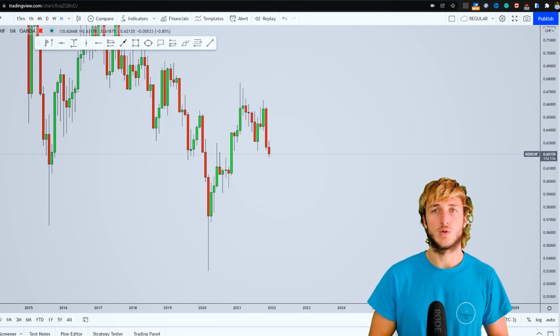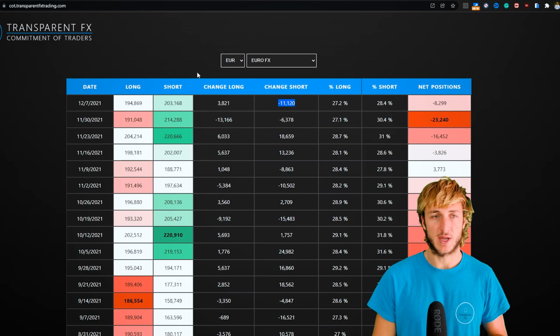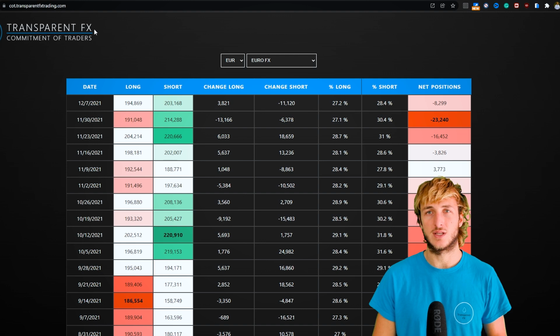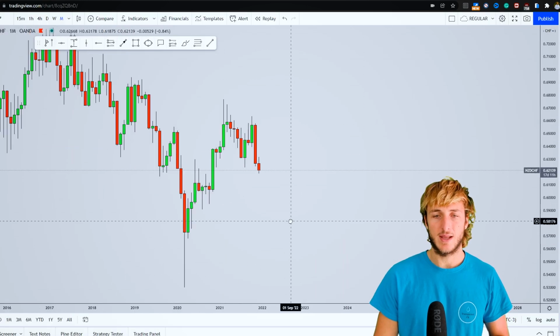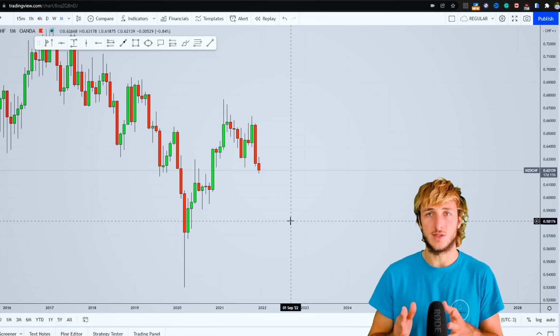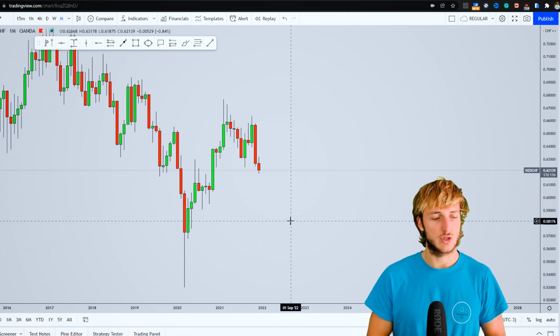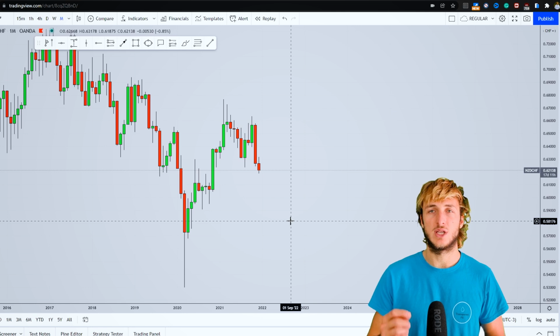We will also check what we have from a COT perspective, so commitment of traders, which is basically what hedge funds and the non-commercials, so the biggest speculators in the market, are doing. And by the end of the video, by using a combination of these different types of analysis, we will try to understand where we have the highest probabilities for a potential move here on the pair.